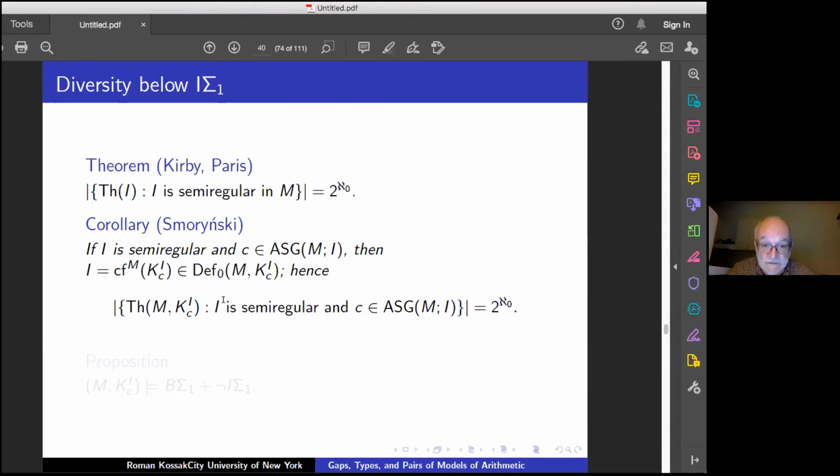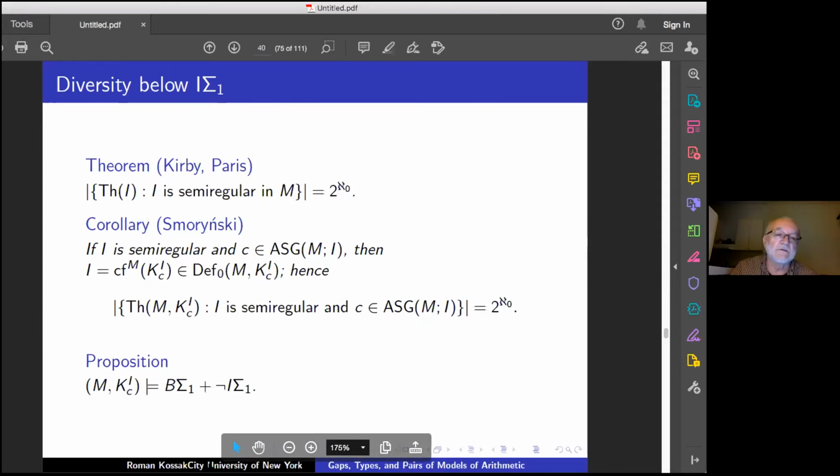But I is semi-regular, but this K, say, is not. Again, this is diversity below IΣ1. This is a not semi-regular cut because the cofinality of it is not K, the cofinality of it is I. So this proposition here is essentially the same thing, that we are below IΣ1. All those cuts are models of BΣ1 and not IΣ1.